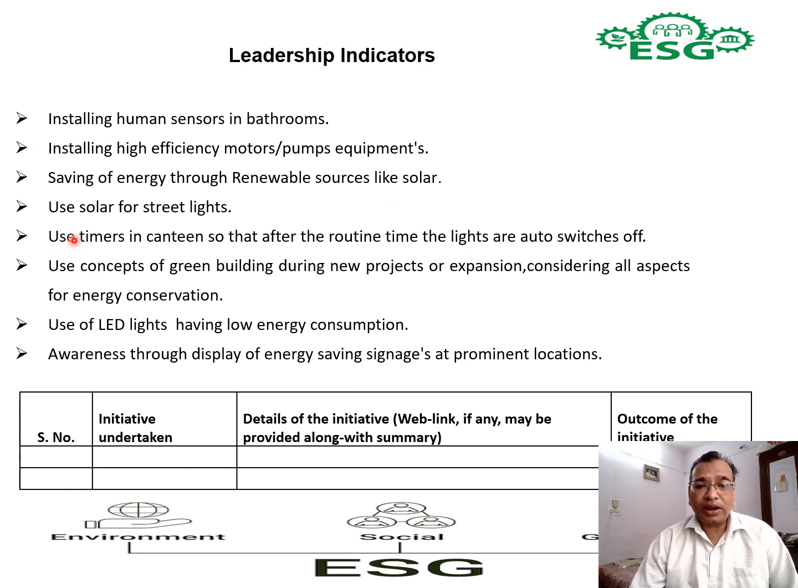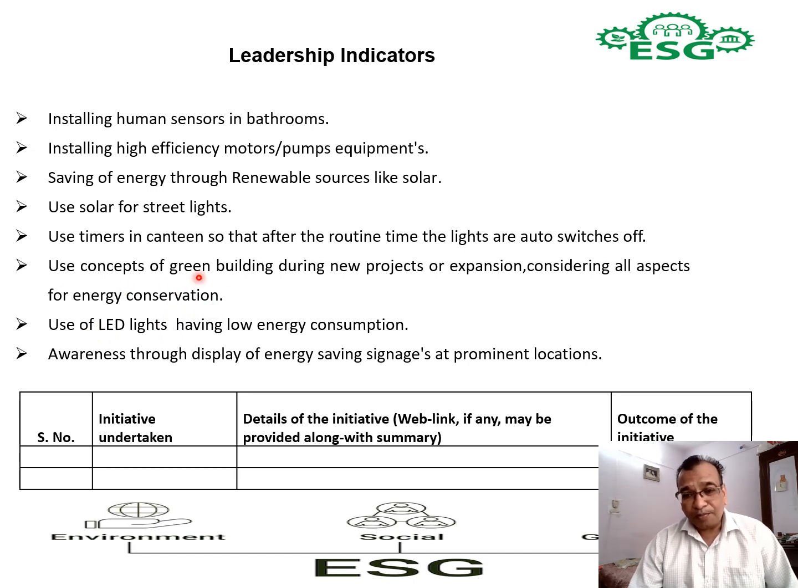Then you can use solar for street lights. All street lights you can convert to solar, so that will also give less energy consumption, or prevent higher energy consumption. Then use timers in the canteens. These are very small measures. So in a canteen, when there is no manpower, there is auto shut off of the tubes or lights. Then use the concepts of green building during new projects or expansion, considering all aspects of energy conservation. This has to be taken in a very positive way.